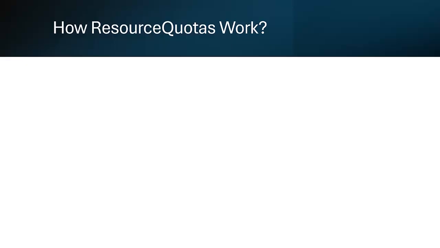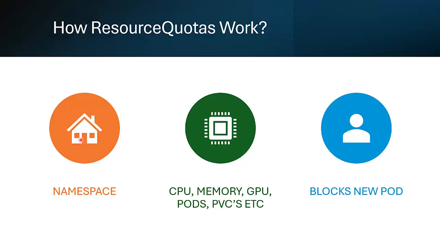So how does resource quota work? Resource quotas are defined per namespace. They can limit total CPU, memory, GPU, pods, PVCs and even secrets. Kubernetes blocks any new pod that would exceed the quota. Now let's see this in action.